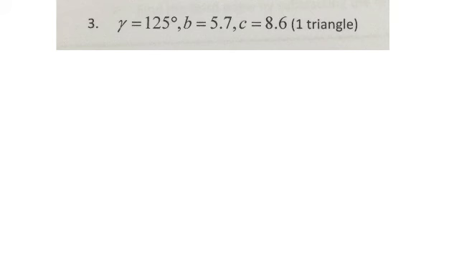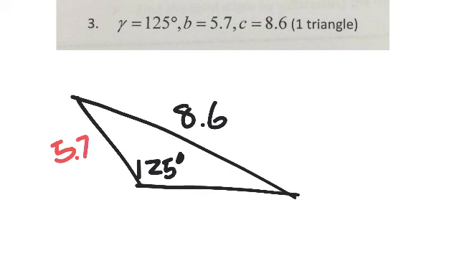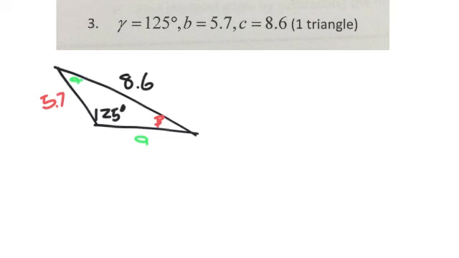So it's an obtuse triangle. So I need an angle that's greater than 90. So this has to be my gamma, which is 125 degrees. Across from gamma is side C, which is 8.6. Now I get to choose where B goes. It doesn't really matter. I'll put B here as 5.7, which means this is angle beta. And that leaves this as angle alpha and side A. So right now the only thing I can find is beta.